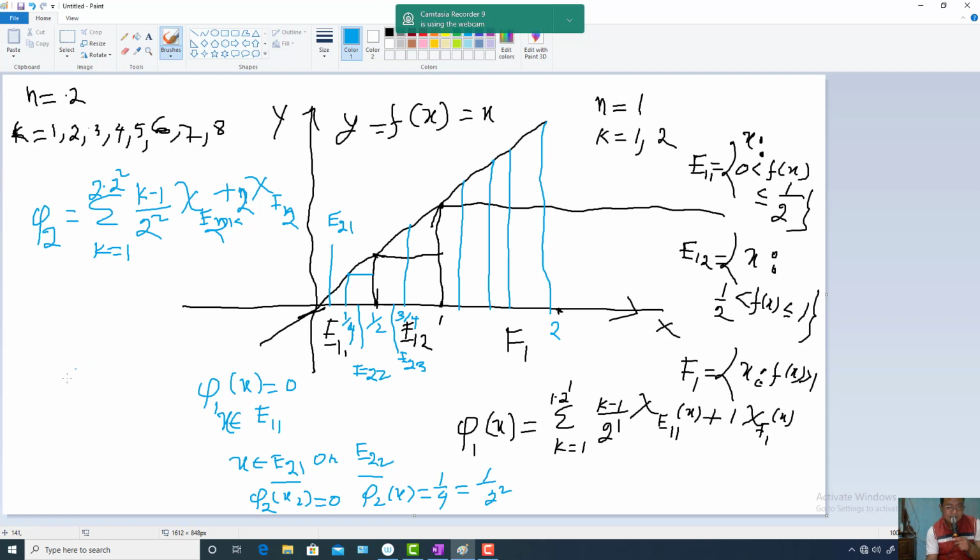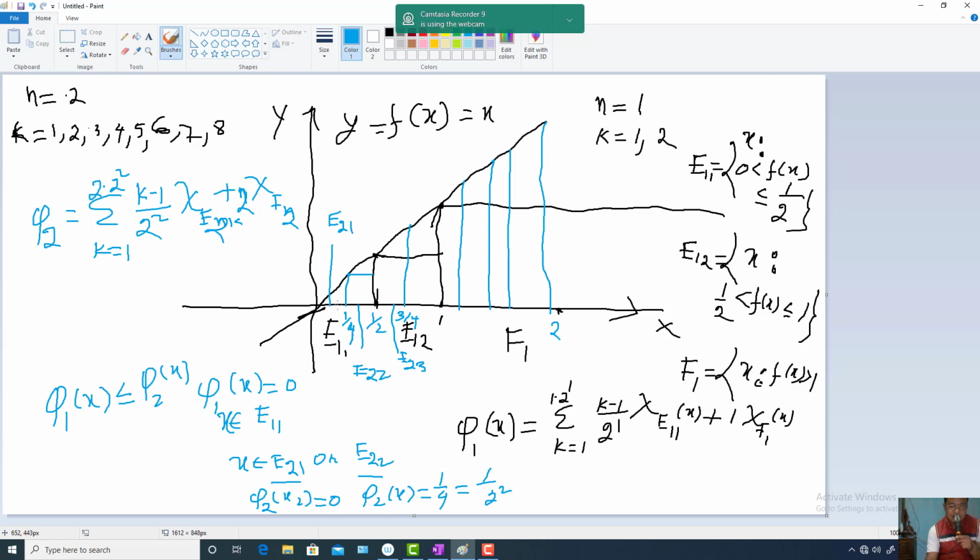Then from here, what do you see? You see that phi 1 of x is less than or equal to phi 2 of x. The simple function we define like this is increasing. Likewise, phi 3 will be greater than phi 2, phi 4 will be greater than phi 3, like this. So you have a sequence of increasing simple measurable functions. Why is it increasing? Because you are subdividing, refining this dissection of the range of the function.